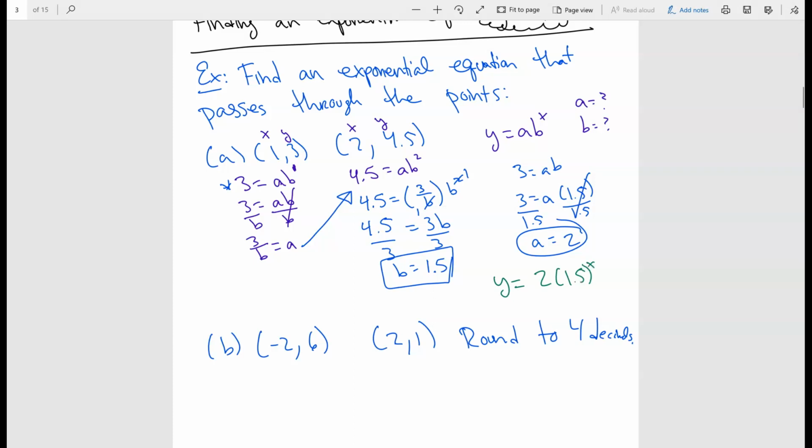Now one thing that is a common mistake: do not multiply these two out. Don't do it. Remember, the exponents go first. So this would be your final answer.